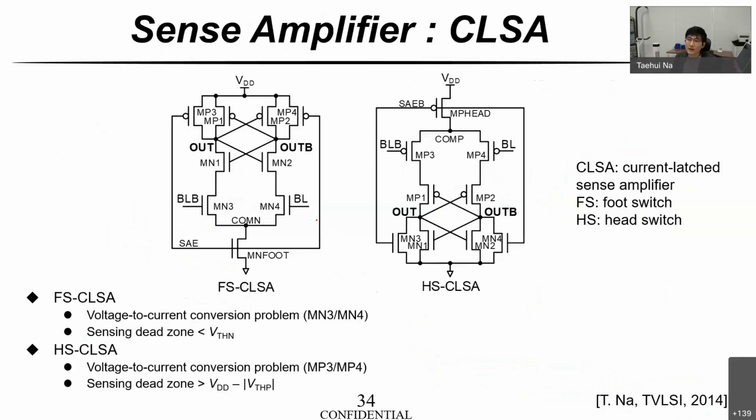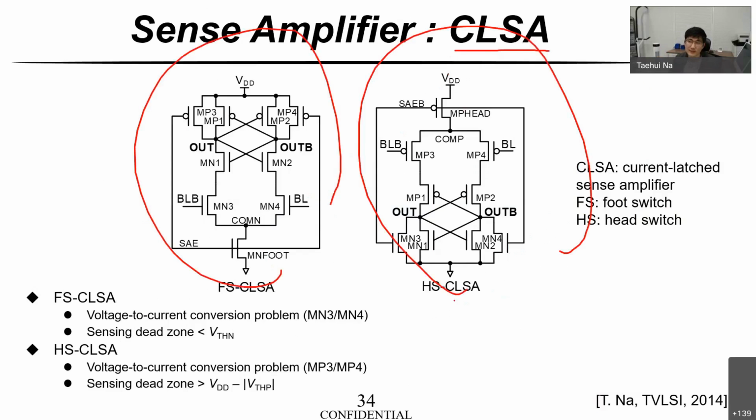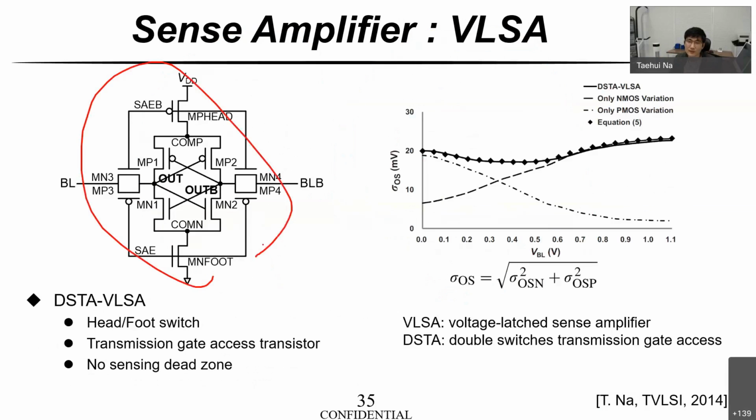So far, I explained about the sensing circuit. And the other part is the sense amplifier. I will just briefly introduce very widely used sense amplifiers. There are two types of sense amplifier. The first one is the current latch sense amplifier. And this type is called the voltage latch sense amplifier.